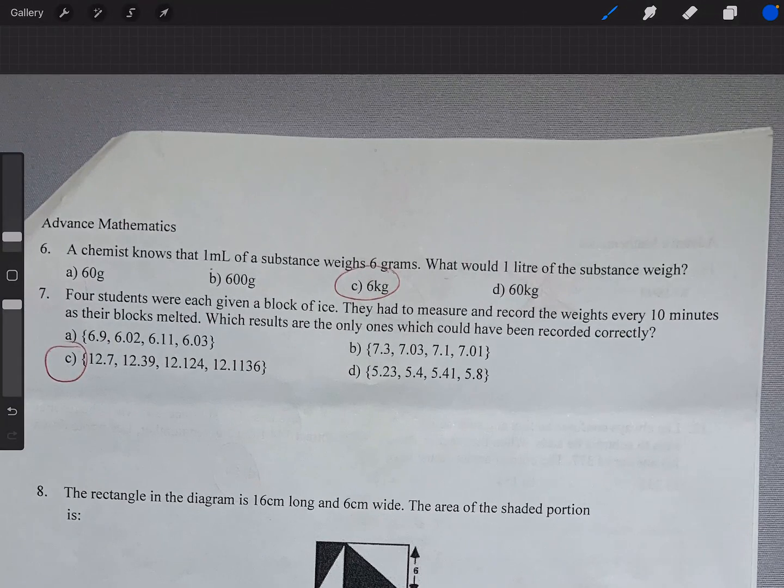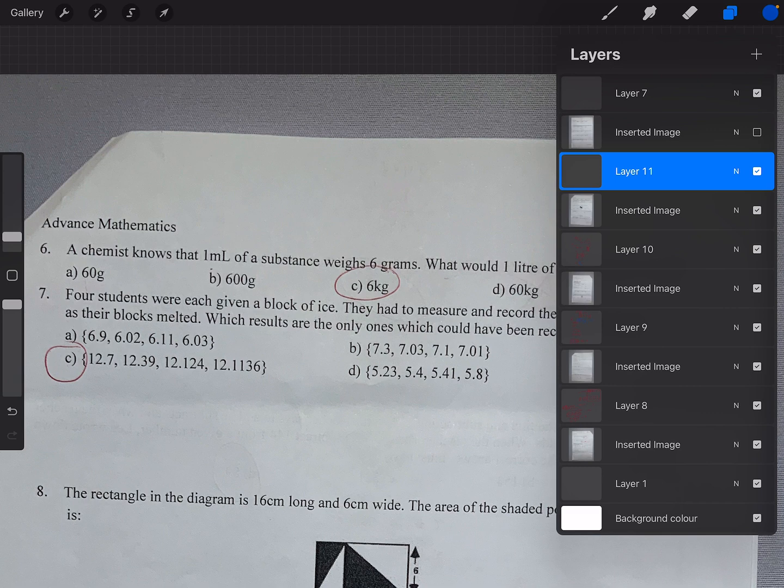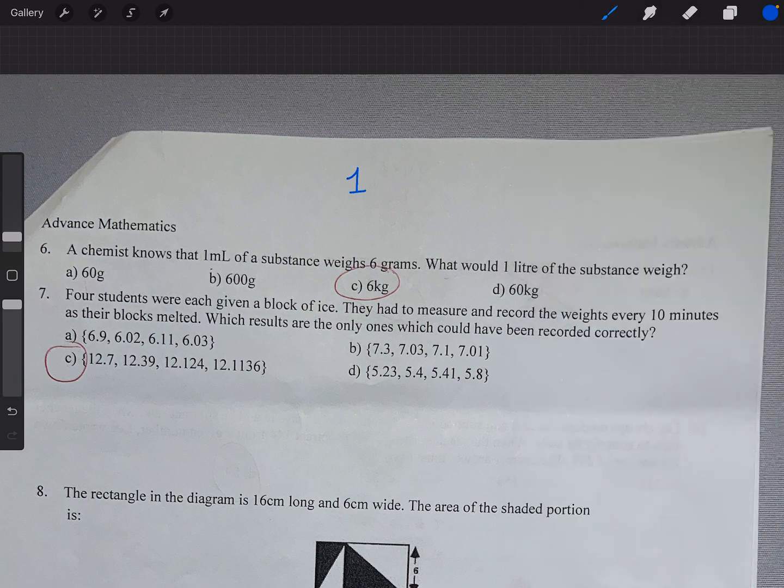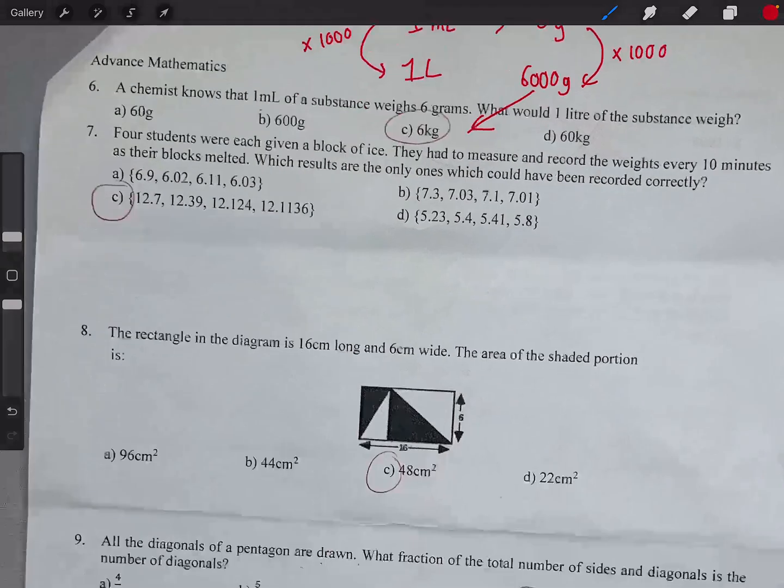So, let's make it red. 1 milliliter of something is equal to 6 grams. So 1 liter of the something. Now to go from 1 milliliter to 1 liter, we multiply by 1,000 because there's 1,000 milliliters in 1 liter. So what we do here, we multiply by 1,000 as well, to see how much it weighs. So this will be 6,000 grams, which is 6 kilograms, and the answer is C.